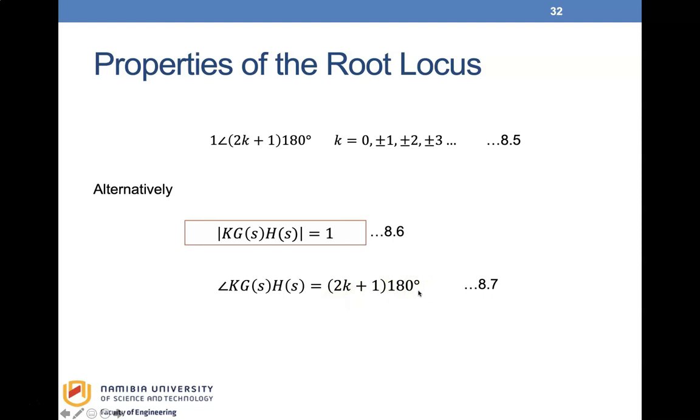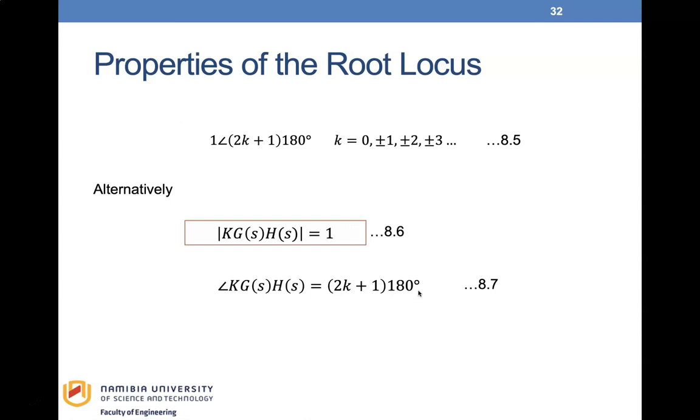Equation 8.5 implies that if a value of s is substituted into the function KG(s)H(s), a complex number results. If the angle of the complex number is an odd multiple of 180 degrees, that value of s is a system pole for some particular value of K.